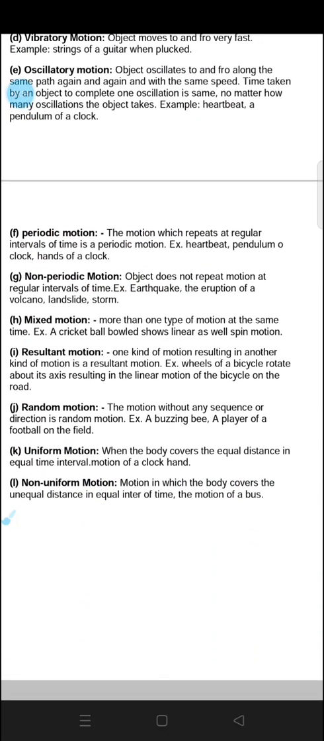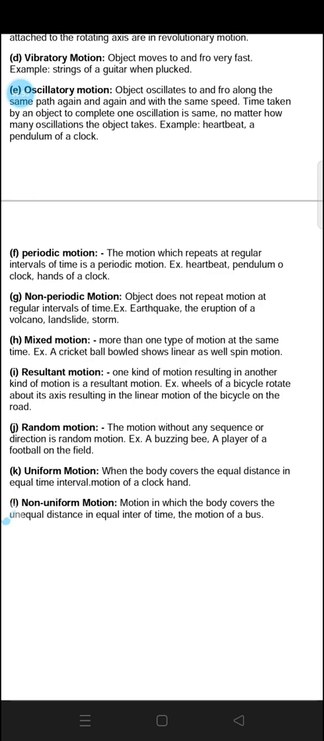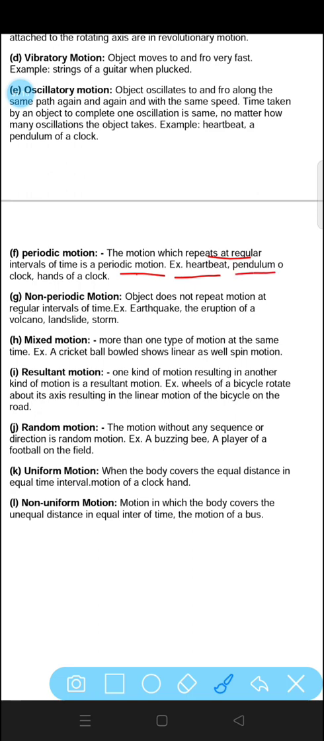Next one is periodic motion. The motion which repeats at regular intervals of time is called periodic motion. For example, heartbeat. Doctors used to measure your heartbeat. They check within 1 minute how many times your heart is beating. Or we can say a pendulum, how many oscillations it is completing in 1 minute. It will be called periodic motion.